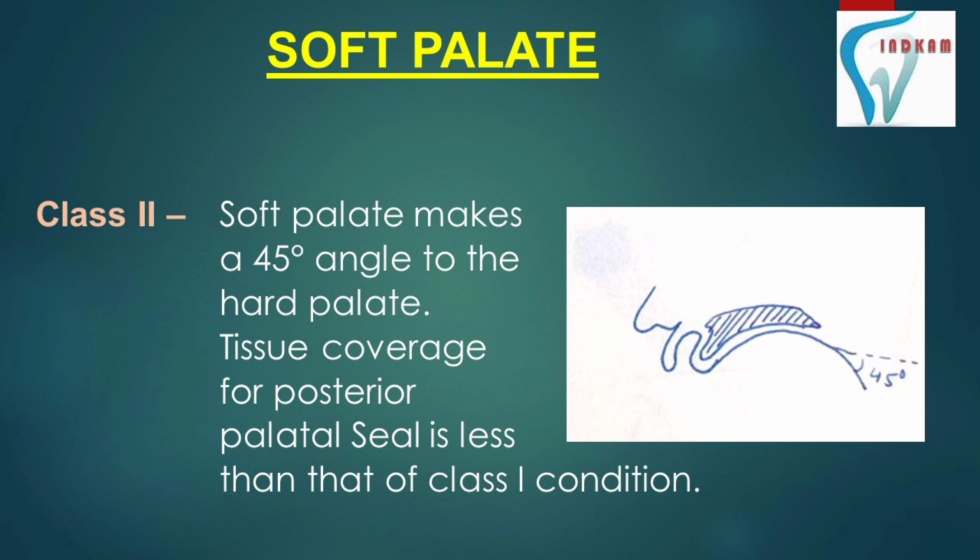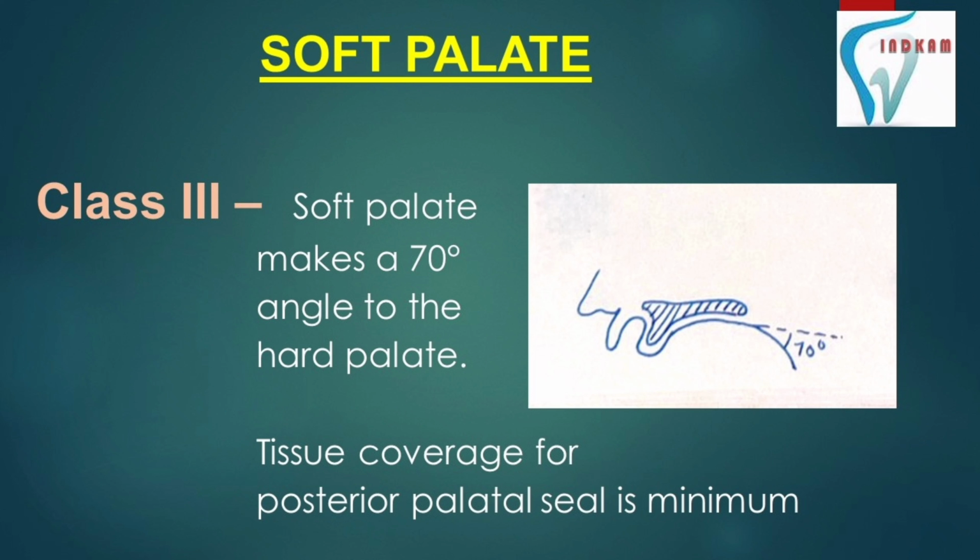Class 2. Soft palate makes a 45-degree angle to the hard palate. Tissue coverage for posterior palatal seal is less than that of class 1 condition. And in class 3, soft palate makes a 70-degree angle to the hard palate, and the tissue coverage for posterior palatal seal is minimum.